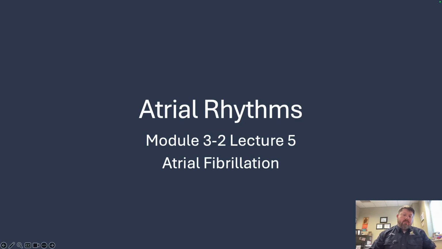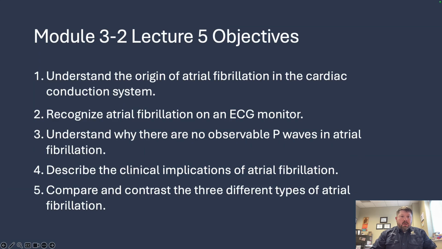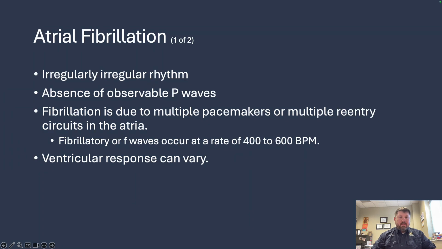Atrial fibrillation, one of the more common chronic dysrhythmias that you will see in the field. Our objectives: understand the origin of atrial fibrillation in the cardiac conduction system. Recognize atrial fibrillation on an ECG monitor. Understand why there are no observable P waves in atrial fibrillation. Describe the clinical implications of atrial fibrillation, and compare and contrast the three different types of atrial fibrillation.